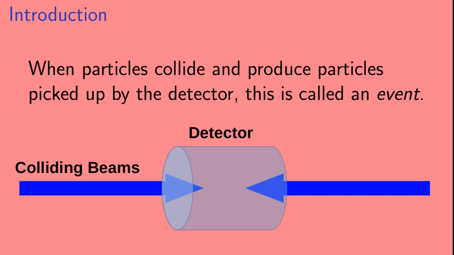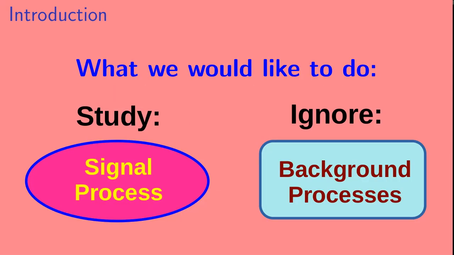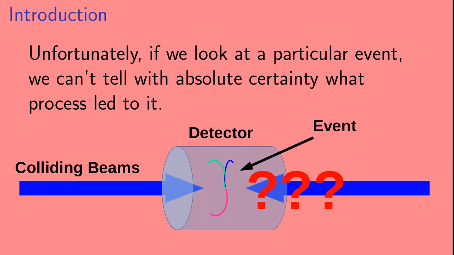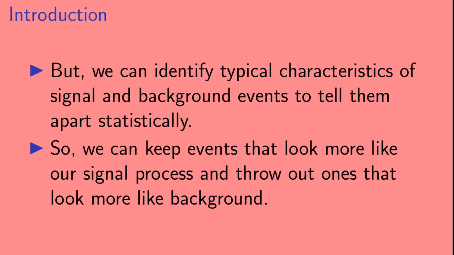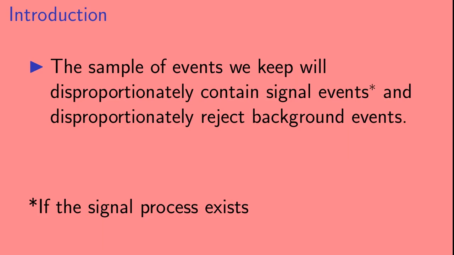Now, when particles collide and produce particles picked up by the detector, this is called an event. What we would like to do is the following. We'd like to study our signal process, and we'd like to ignore our background processes. Unfortunately, if we look at a particular event, we can't tell with absolute certainty what process led to it. But we can identify typical characteristics of signal and background events to tell them apart statistically. So we can keep events that look more like our signal process and throw out ones that look more like background. The sample of events we keep will disproportionately contain signal events and disproportionately reject background events.